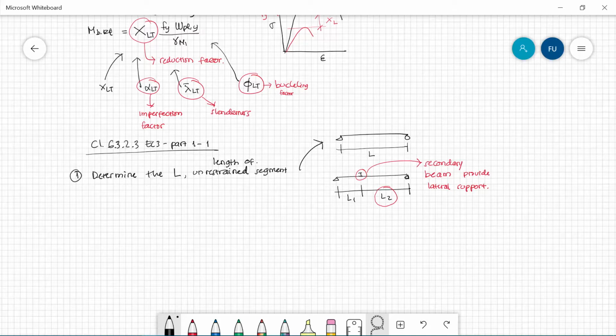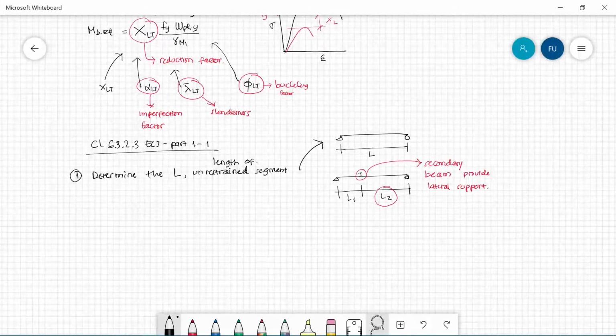We continue our discussion. Previously, we have discussed the steps to determine the buckling design resistance to bending moment. So the first step is to determine the length of unrestrained segment.